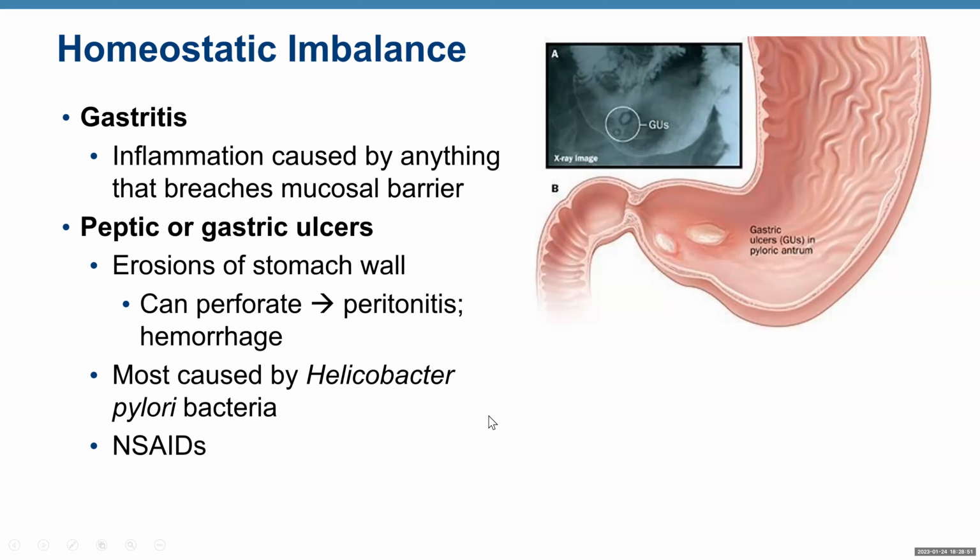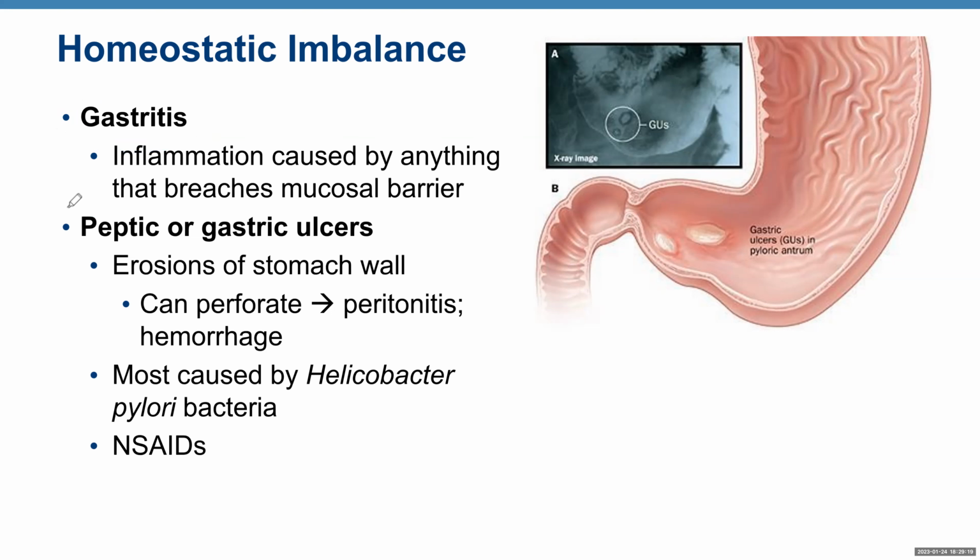Gastritis is inflammation caused by anything that breaches the mucosal barrier of the stomach. So you can see stomach ulcers over here. Peptic or gastric ulcers are erosion of the stomach wall. So if you have gastritis, that is inflammation of the lining of the stomach, that inflammation can cause ulcers.